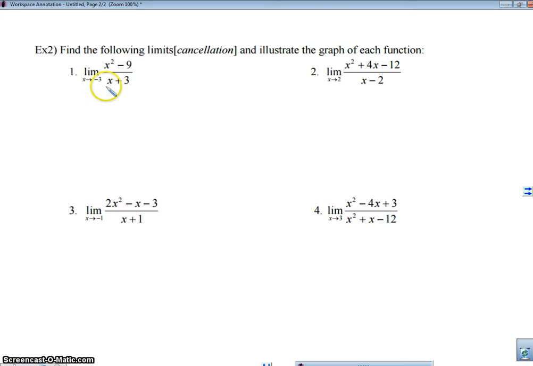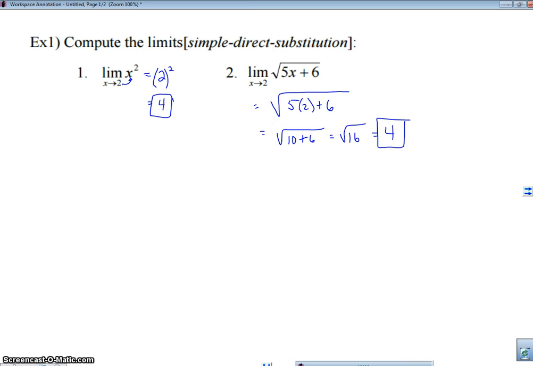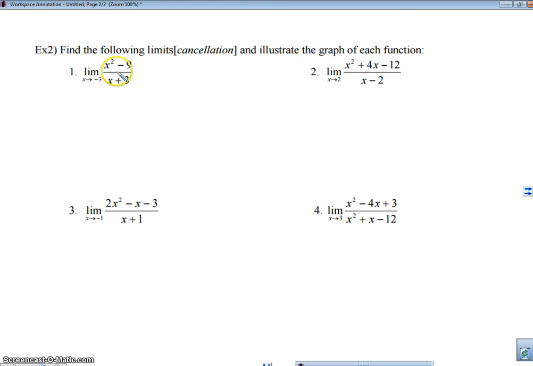You should always plug in the number just to check to see if it worked out like the ones that I just did. So step number 1, plug it in. Well, let's say I plug it into here: negative 3 squared minus 9 over negative 3 plus 3. Wait a minute. That gives me 0 over 0. What? 0 over 0? That's not even undefined.